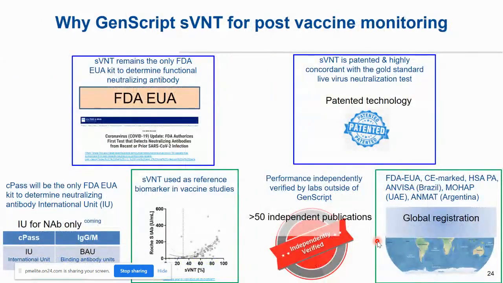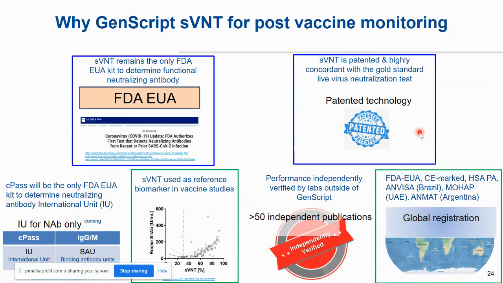So I think oftentimes our vendors and collaborators ask, there are so many different assays out there. Why is GenScript's SVNT technology most suitable for post-vaccine monitoring? I wanted to share that the SVNT technology still remains the only FDA approved kit to determine the functional neutralizing antibodies, and has recently been granted a patent.